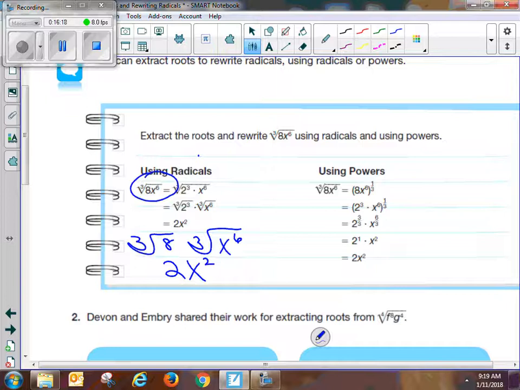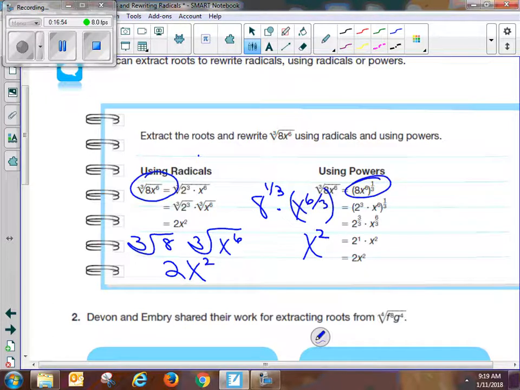Okay? So if you think about this problem, it's really just one step. They gave you the problem, I wrote the answer. If you wanted to write it as a fraction power, they said it's equivalent to the 1/3 power, so I'm going to take the 1/3 power and put it with both parts. That would be 8 to the 1/3 and x to the 6 to the 1/3, but wait a minute. 6 times a third is 6/3, and 6/3 is the same thing as 2.